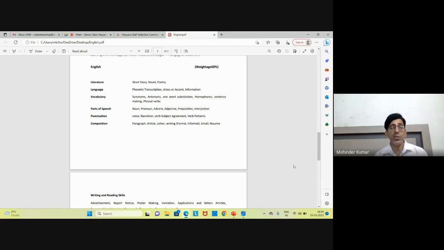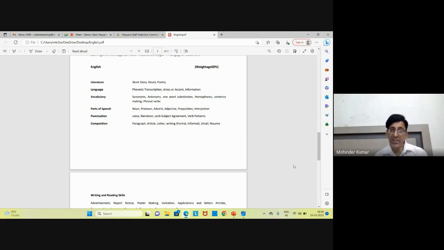Then you must know the great poems written by great writers. For example, there may be a question: who wrote the poem Prologue to the Canterbury Tales? So this poem has been written by Geoffrey Chaucer. So as far as poetry is concerned, you must cover all these aspects, which I have hinted at. In this way you can prepare poetry.